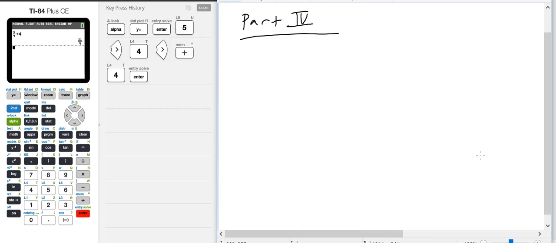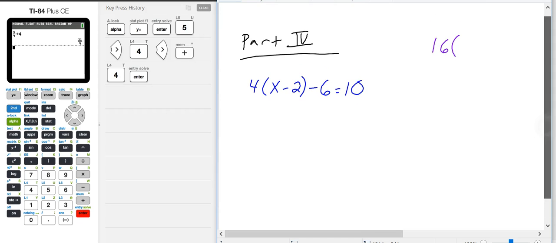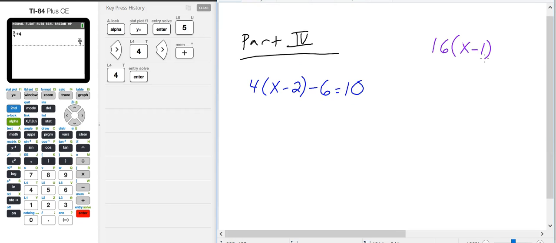The next problem that we have is a bit trickier. Let's say we have 4 times x minus 2 minus 6 is equal to 10. So the questions that we just did, the one we did before was 16 times x minus 1 is equal to 16. And then after that, we also did 4 times x minus 4 is equal to 5.